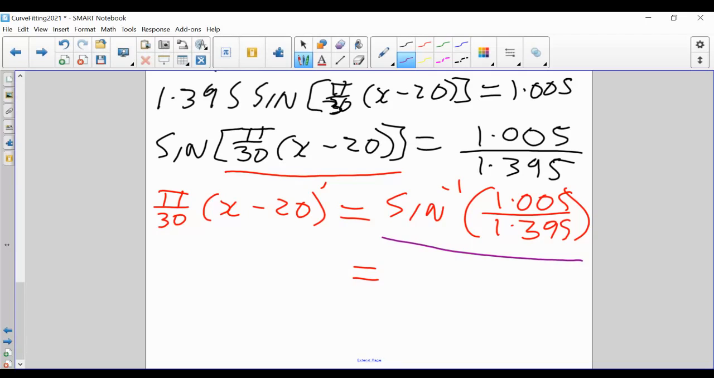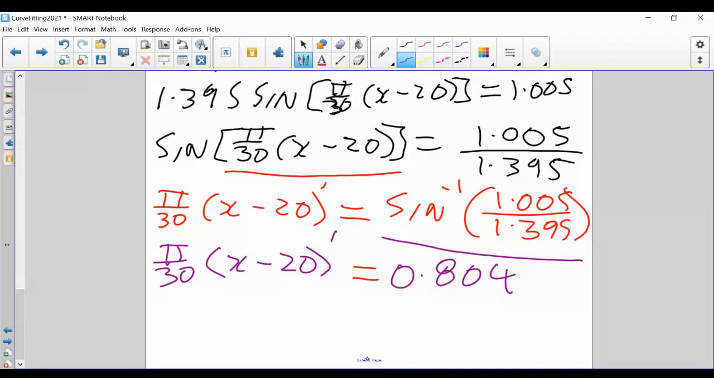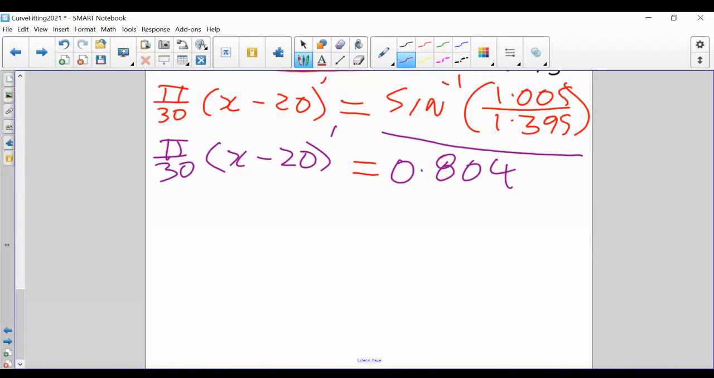Okay, so 0.804, he says. Okay, so pi over 30 (x minus 20) prime is equal to all of that. Now we have to ask the question of where to place this answer. Thank you very much, Natasha. Thank you very much, Brendan and Lynette and Edmund and everybody else. All right. Sinduja, everybody chimed in there.